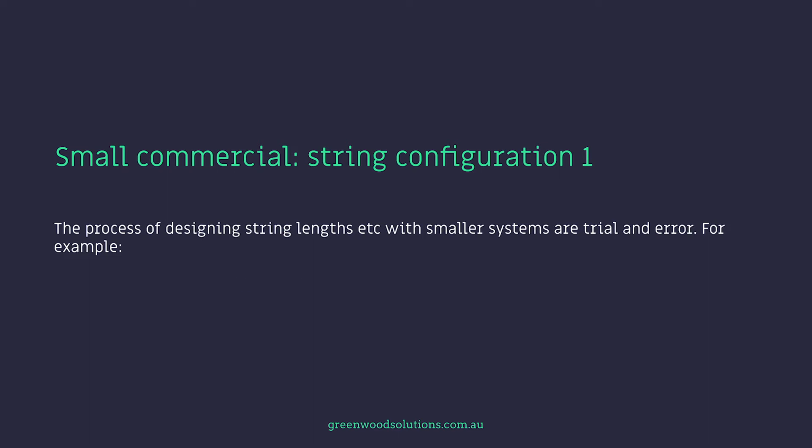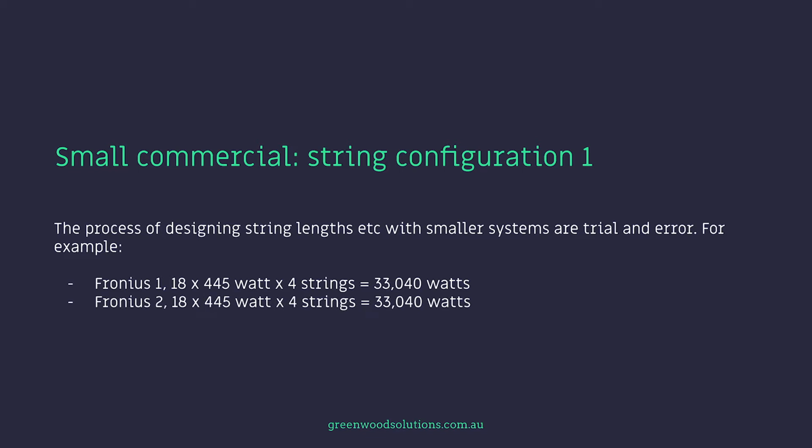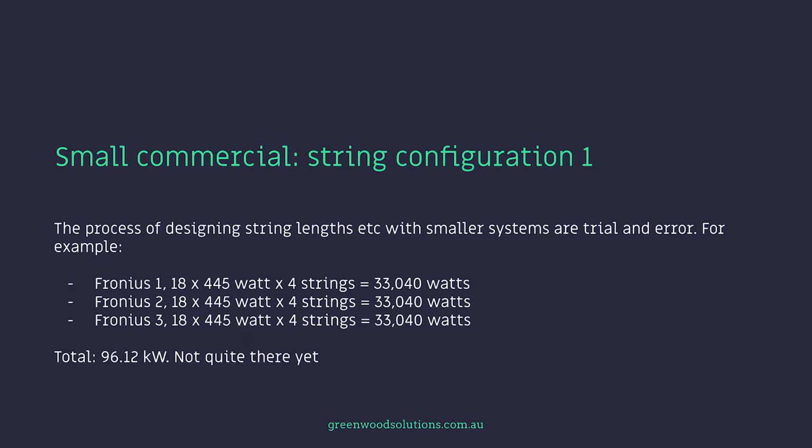For example, Fronius 1, 18 times 445 watt panels times 4 strings equals 33,040 watts. Inverter 2, we're using a similar configuration, 18 times 445 watts by 4 strings, 33,040 watts. And Fronius 3, 18, again the same configuration. And the total is 96.12 kilowatts. So we're not quite there yet. We're pretty close, but not quite there. So let's try another.